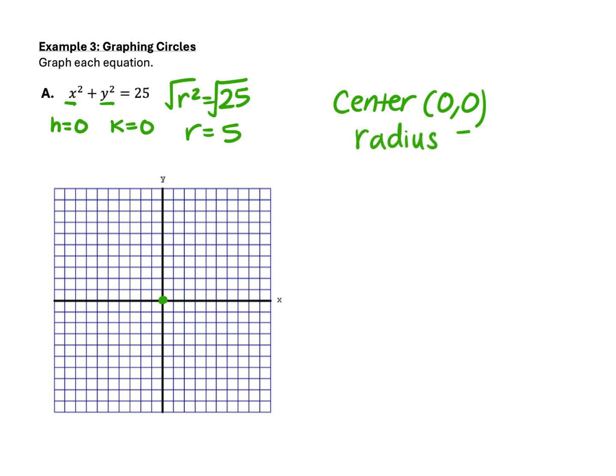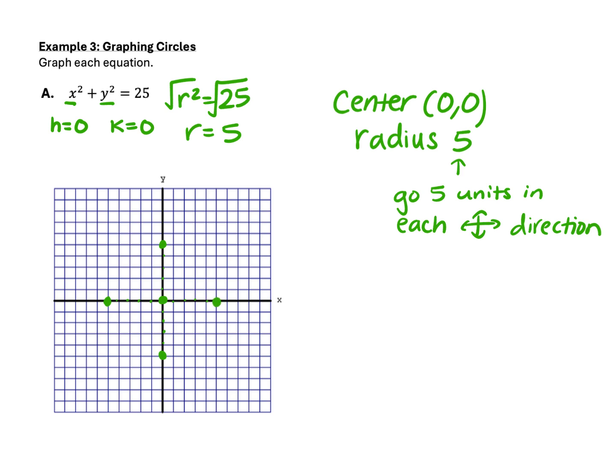Now to sketch that out, what you want to do is just count 5 in all of the horizontal and vertical directions. Starting at the center point, we can go up 5. 1, 2, 3, 4, 5, make a dot. And then I'm going to go down 5. 1, 2, 3, 4, 5, make another dot. And then we can go left and right 5. 1, 2, 3, 4, 5. And 1, 2, 3, 4, 5.